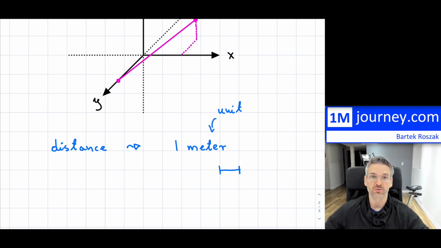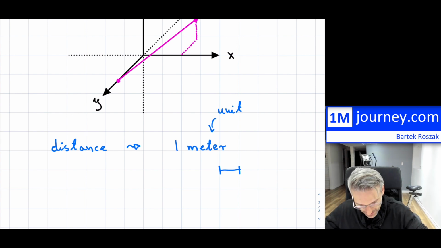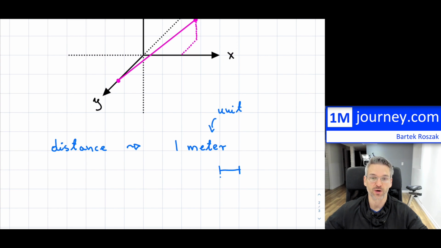Now, if you have something which is much smaller, maybe you're measuring a little ant, you may not want to use a meter because a meter might be too big of a scale. So if you would put an ant beside a meter, it would look like a little dot within there. So you might use a different unit for it.